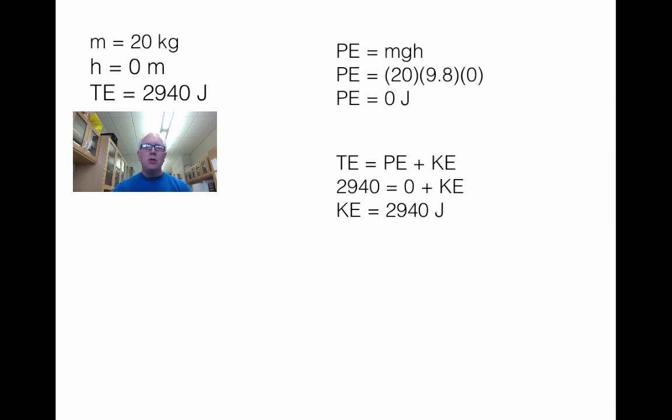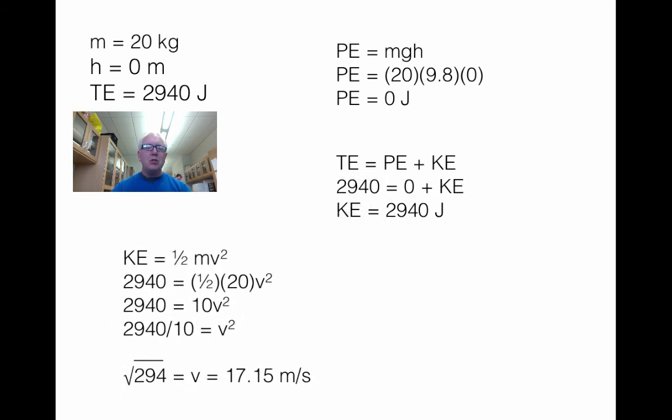And then, just like we did before, we can solve for the speed, and it makes sense that the speed is getting faster and faster. So here's the kinetic energy, the 2940, 1/2 of 20 is 10. I divide that off, and I take the square root, 17.15 meters per second.